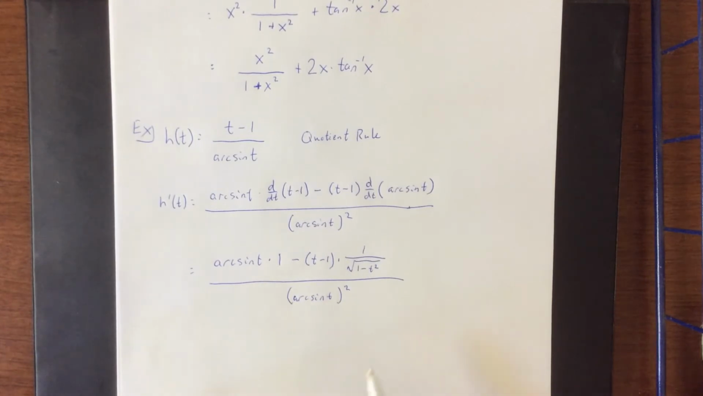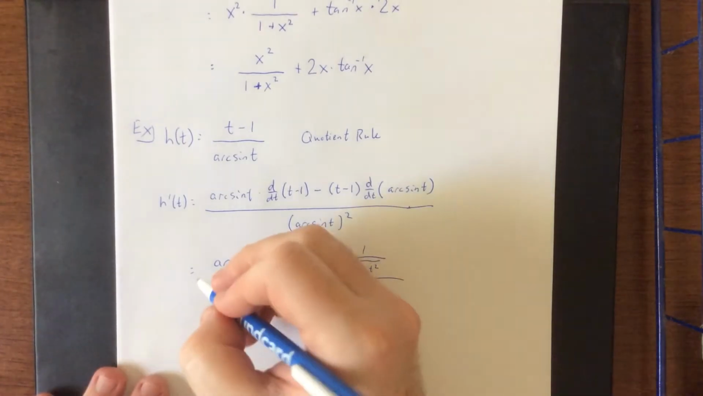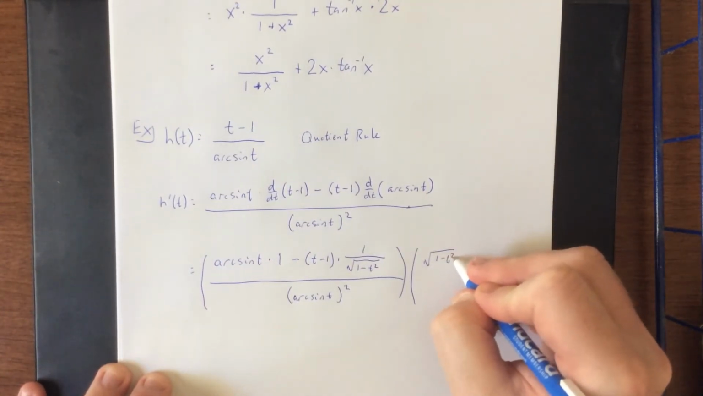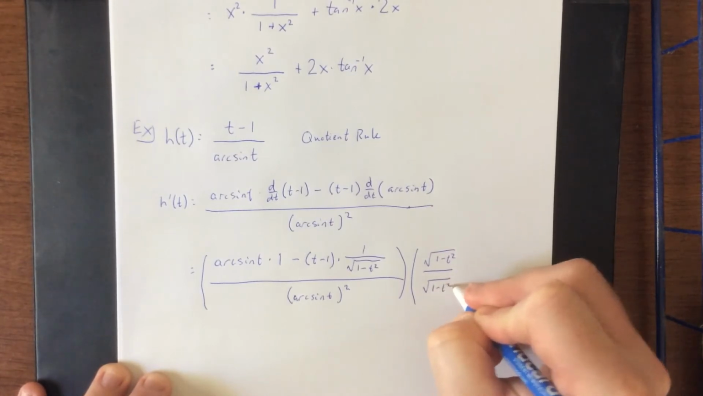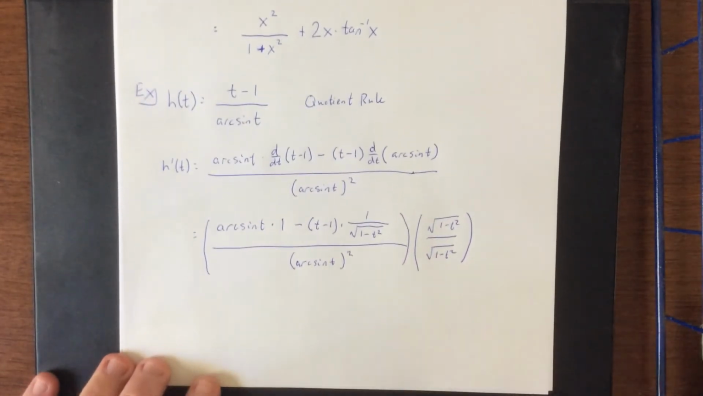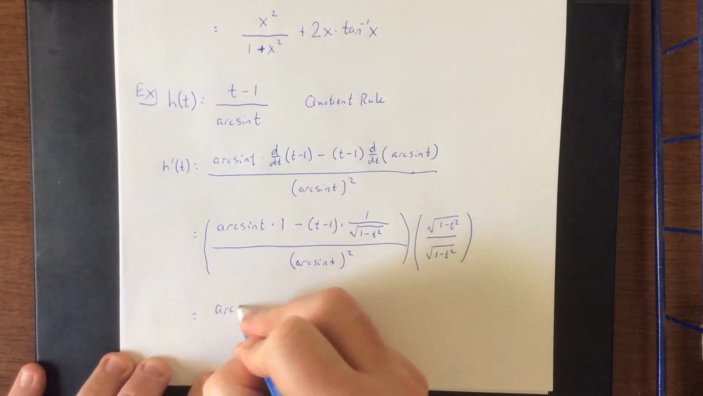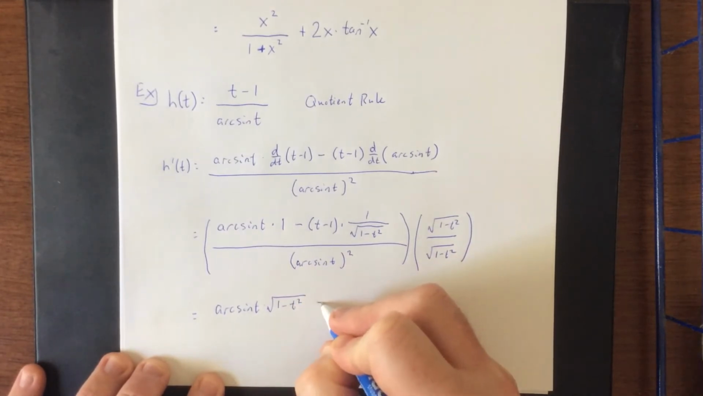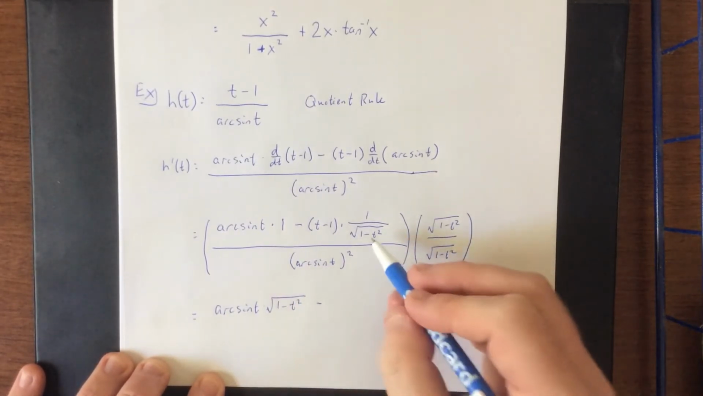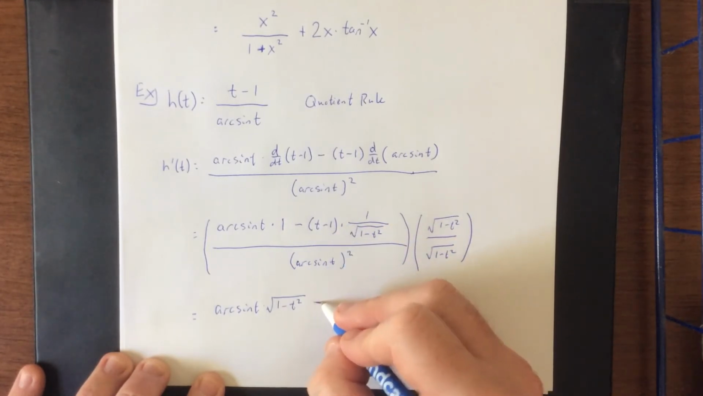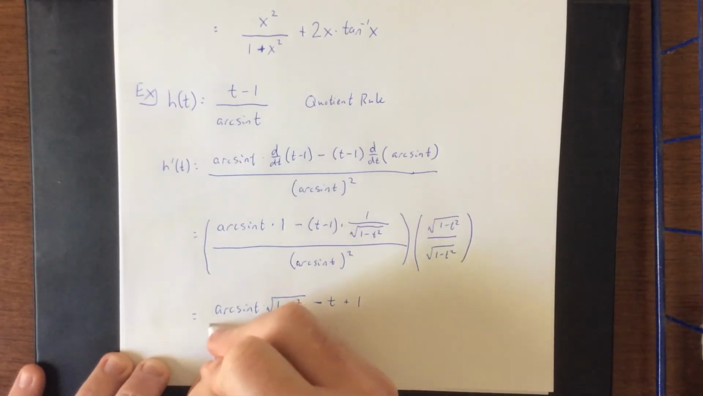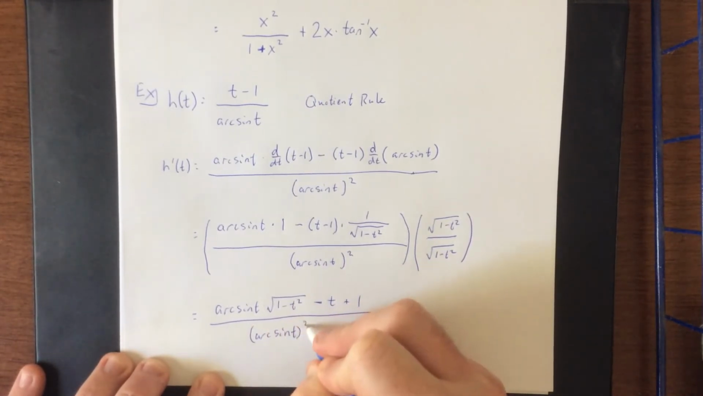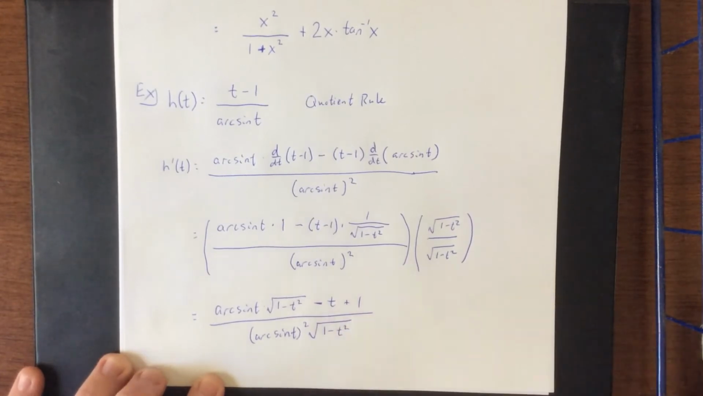Now, me personally, I really don't like it when I see a fraction inside of a fraction, so I'm going to multiply top and bottom of the big fraction by the square root of 1 minus t squared to cancel out the fraction that we have inside the fraction. This will leave us with the arcsine of t times the square root of 1 minus t squared minus, all that's left for the second part here is this t minus 1, so we can distribute the minus sign and call this minus t plus 1, all over the arcsine of t, quantity squared, times the square root of 1 minus t squared.